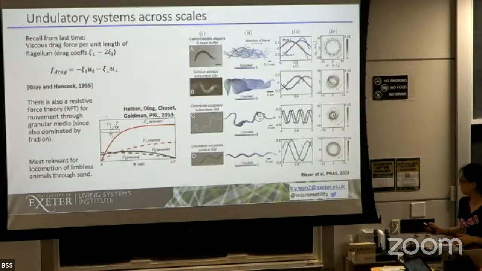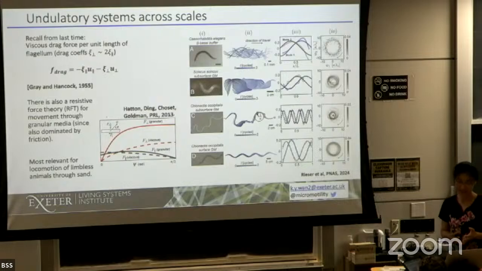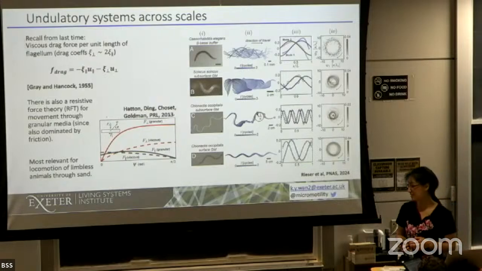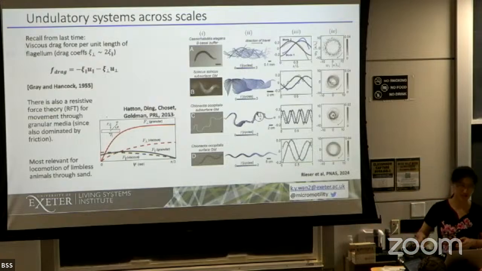And so, of course, in living systems, you're not really going to have perfect motion, as in these shapes are not going to reproduce themselves exactly. But this is why, yes?